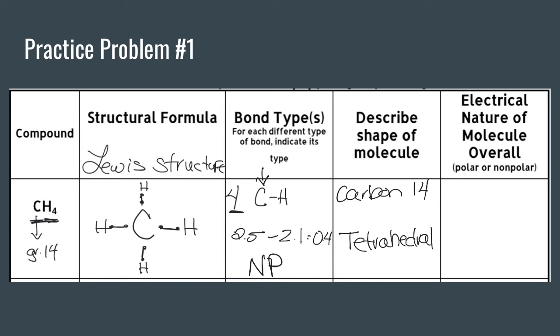All right. And then last but not least, the electrical nature, what we're going to be working with here. All 4 of our bonds are nonpolar. So when we follow that flow chart down, which is the front side of that sheet, all bonds are nonpolar. So this is also going to be nonpolar.